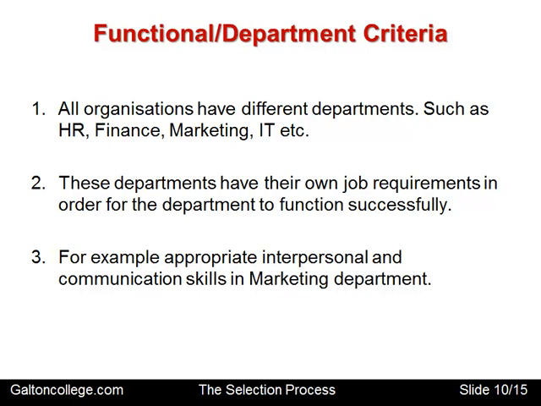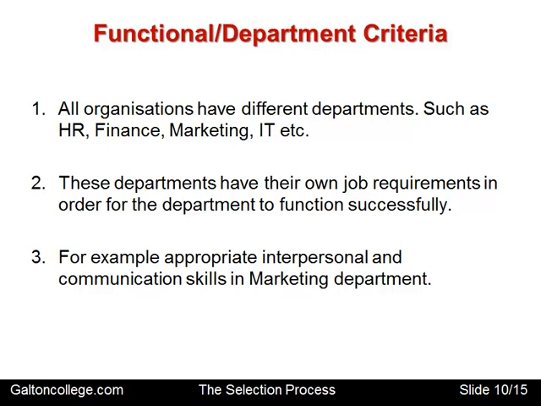So, for example, appropriate interpersonal and communication skills will be required in the marketing department. The person coming in must be able to link to other people and communicate and be friendly to other people, not to cause friction within the working environment, not to upset teams that have been established. They must have good communication skills. They must be clear and have a clear ability to write and communicate and speak, following rules of grammar and good spelling and so on.